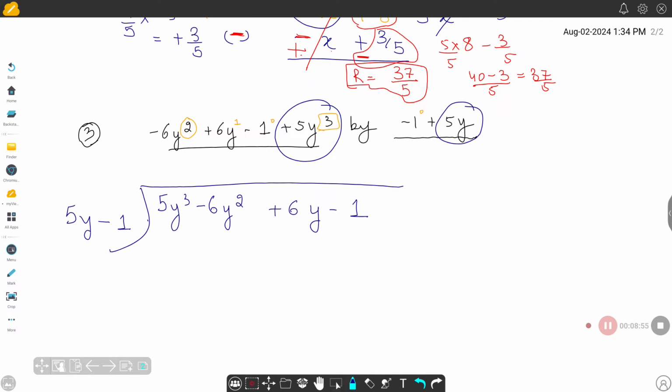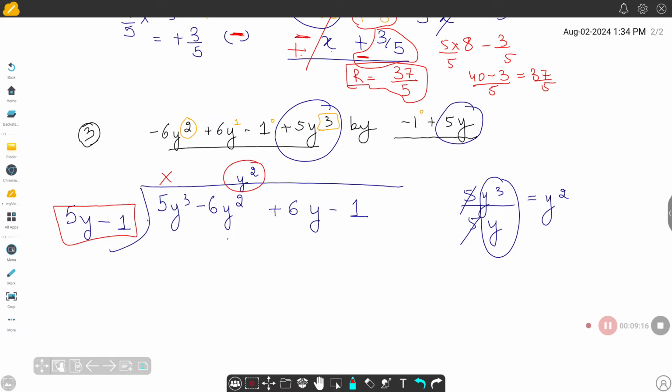Take the 5y cube, the first term of the dividend, and then divide it by first term of the divisor 5y. 5 and 5 cut, and this will become y square. So y square will be my first term of the quotient. So now multiply the entire divisor by this y square. 5y into y square will be 5y cube, and then minus 1 into y square will be minus y square.